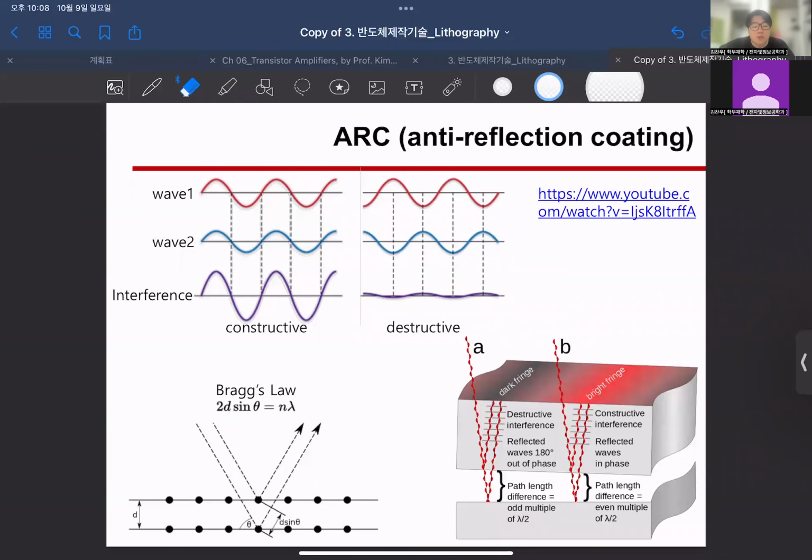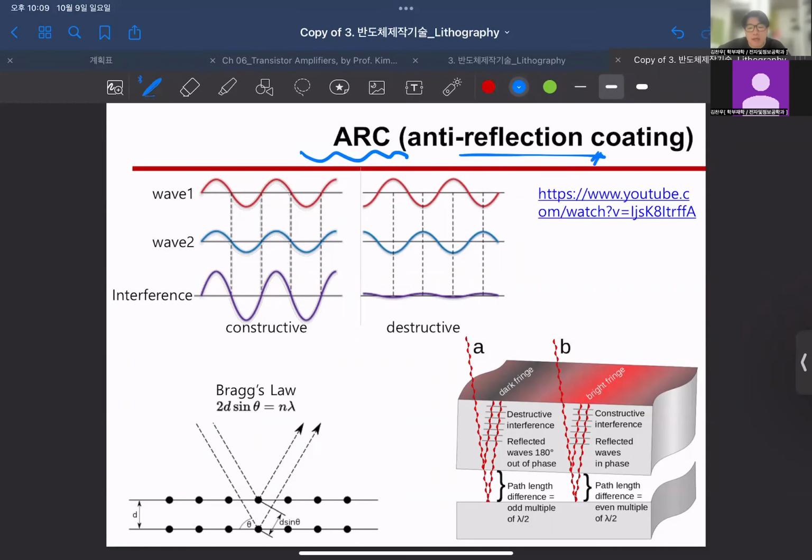Hi, this week we learned more about lithography, especially the advanced technologies, which enable us to pattern at the nano size, even smaller. The first way that we learned was ARC, anti-reflection coatings. As we can see in the name, anti-reflection means removing the reflection of the light.